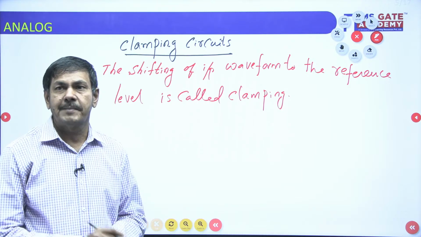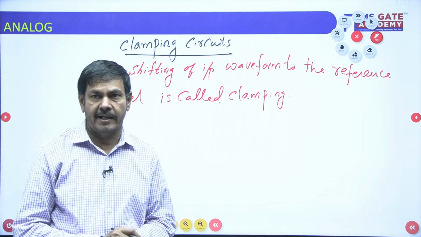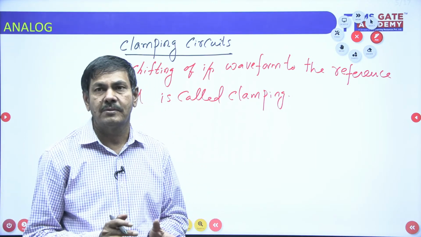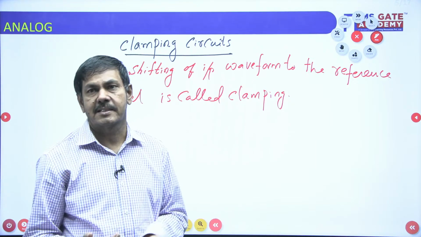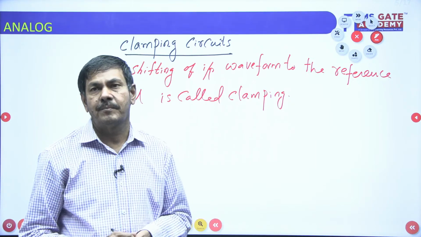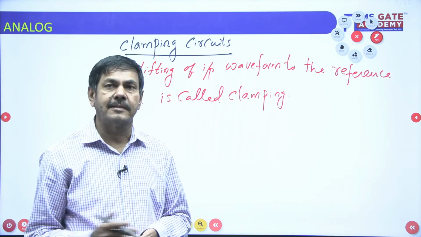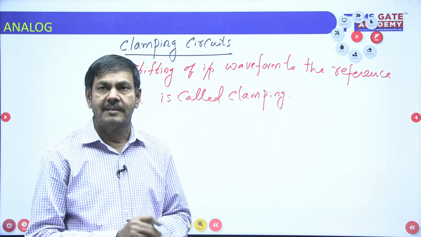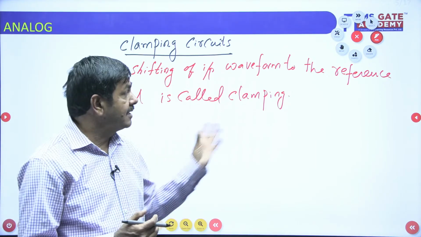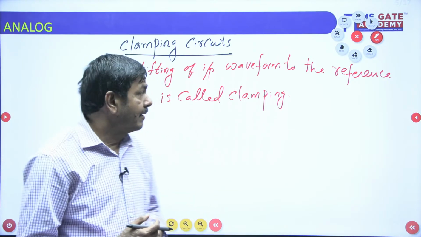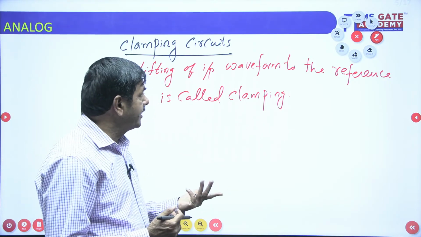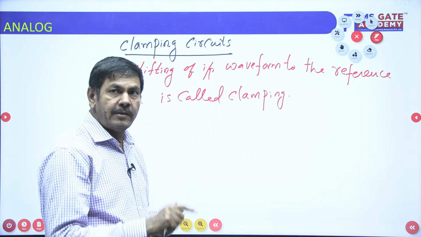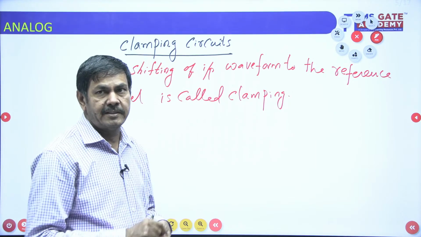How is the clamping circuit designed? What elements are required? The elements required in the clamping circuit are one diode, one capacitor, and one resistor. But in our gate level problems, we cannot find any resistor. They are going to give the capacitor with the diode, and then clamping is achieved. But the point I wish to say is that clamping circuits are practically designed using a diode, a capacitor, and a resistor. Understand my point?